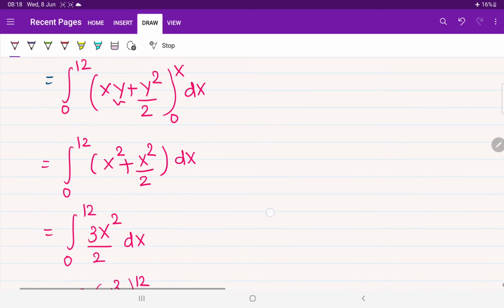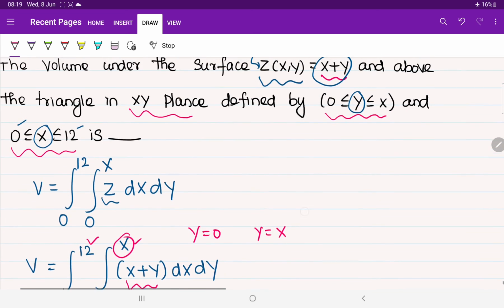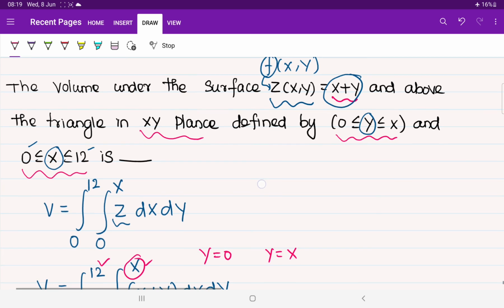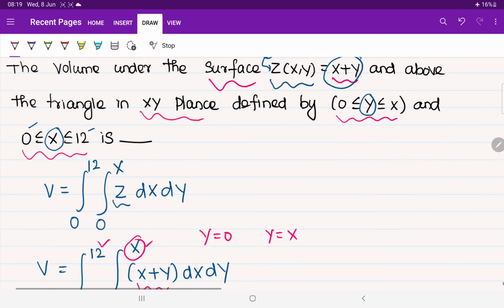So always observe the question in a proper way. Whether they are asking for a double integral or a triple integral, observe it properly, and after that you can directly define it. Here we are trying to estimate the volume under a surface, which is why we directly go with the double integral in order to get the answer.